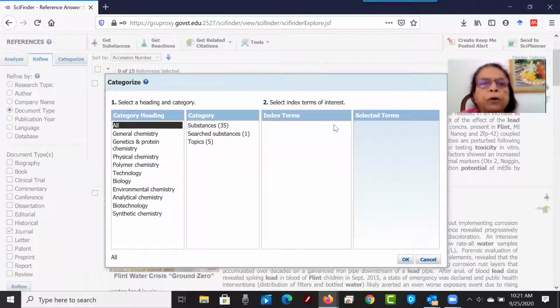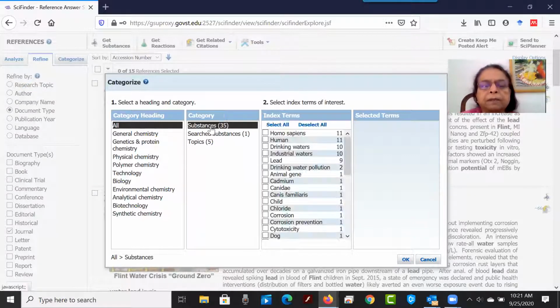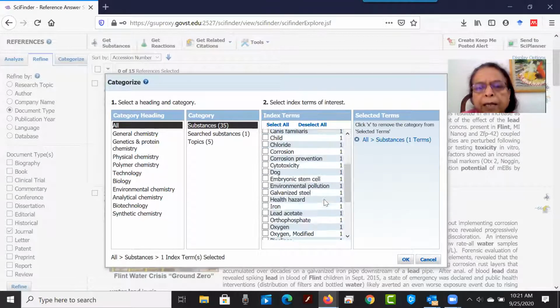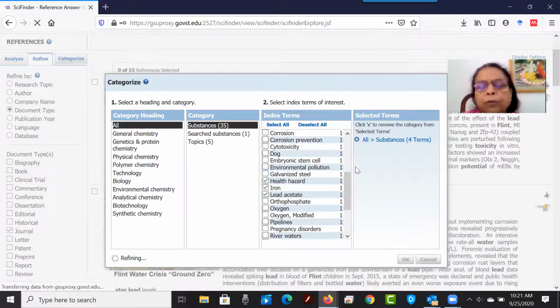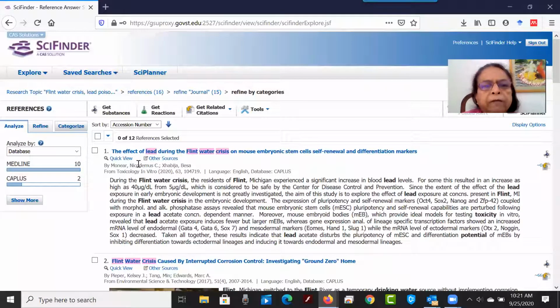Now here, I'm going to look at substances. And then in drinking water, I could use that. And then I can see these are the different aspects of it. I can look at health hazard. I can look at iron. There was iron, there's lead. And then say, okay, what do I get? I get only those which have lead during the Flint water crisis on mouse. That's the same one we got, but you got fewer, 12. So 3 were eliminated. This is a smaller set.